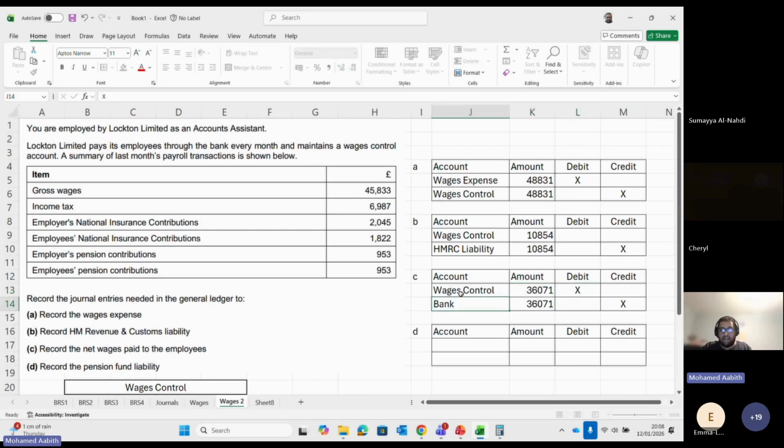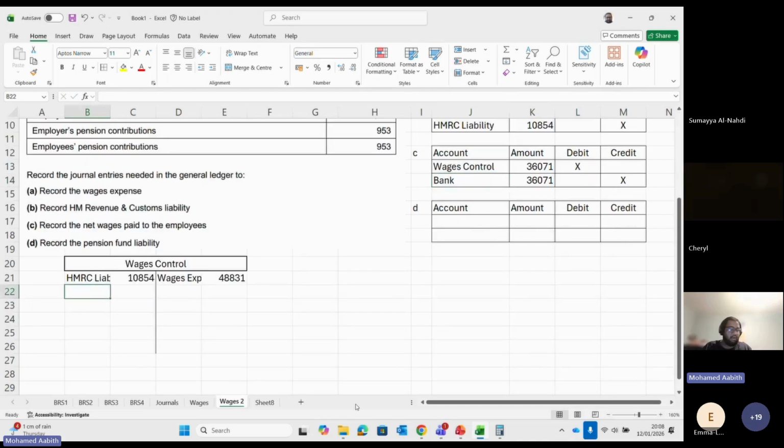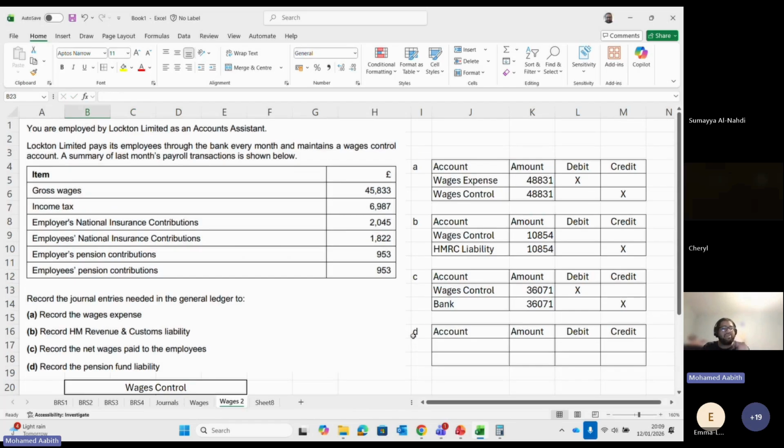So let's go back into my wages control account. I will say bank. The money to be paid is 36,071 pounds. We got it there. And the last one is pension fund liability. How much you have to pay towards a pension pot.